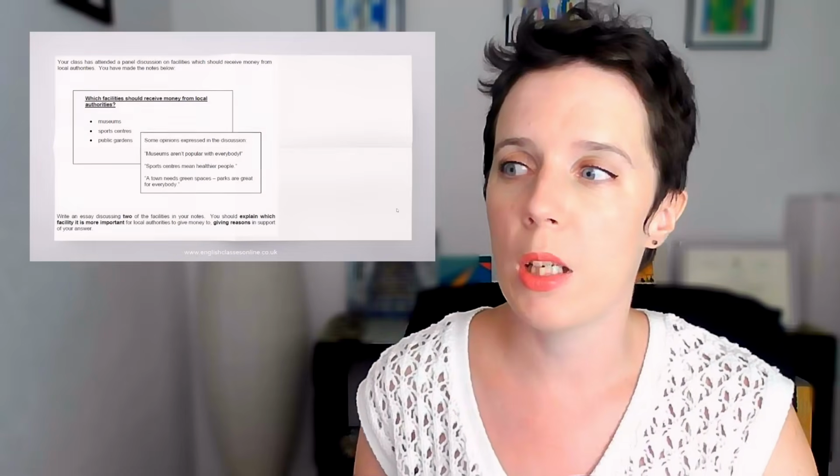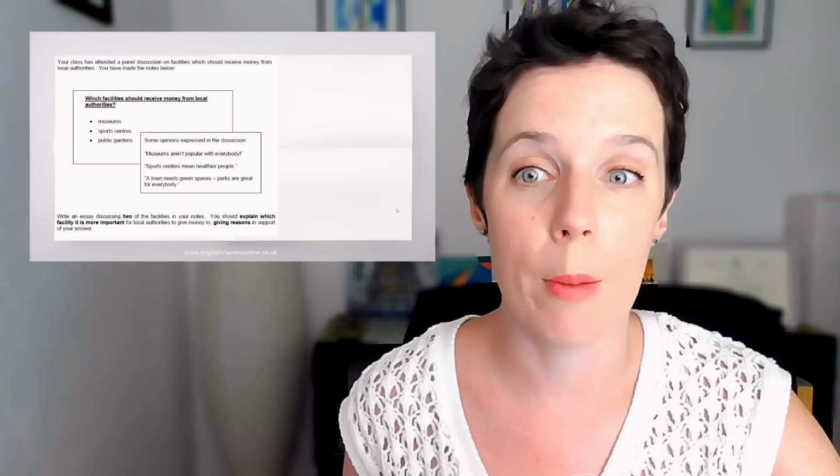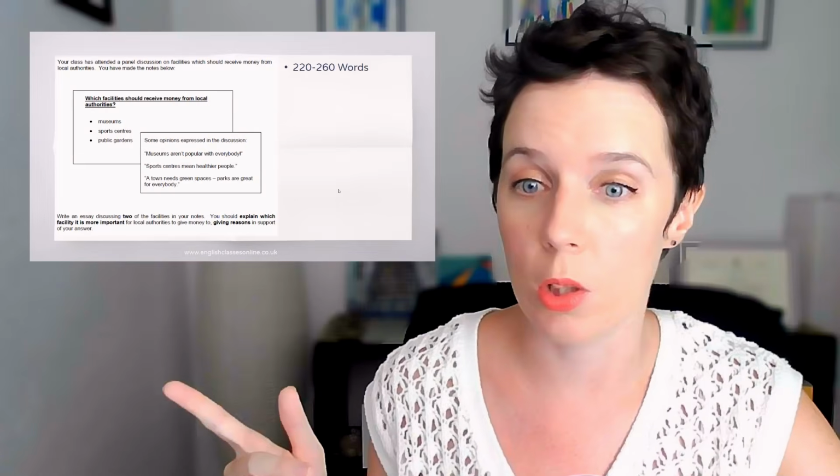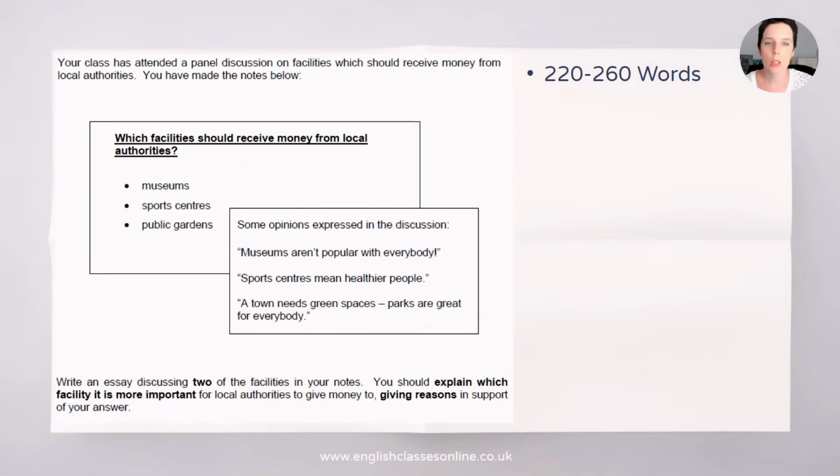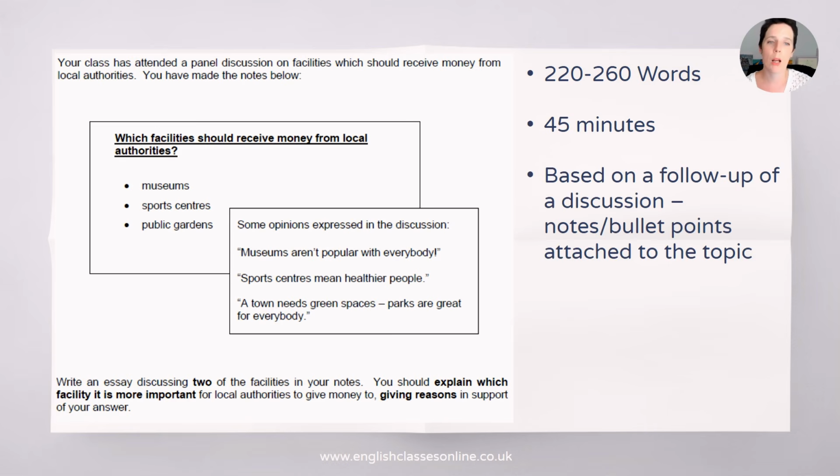So, if you're not sure what an essay question looks like, it's going to look like this in your exam, okay? So, 220 to 260 words, that's your word limit, okay? You'll get about 45 minutes to write this, okay? 45 minutes for part 1, 45 for part 2. It's usually based on the follow-up of a discussion. So it'll normally say, for example, you've attended a discussion on X, Y, and Z, and then you've made some notes.